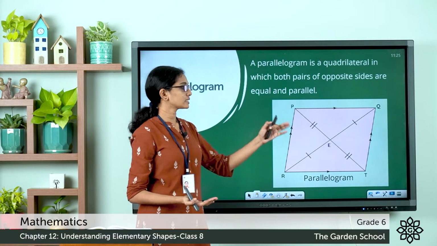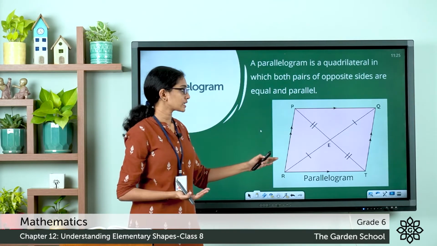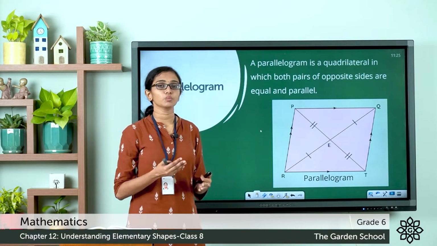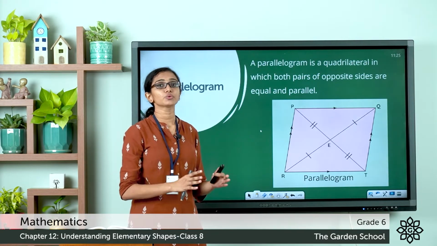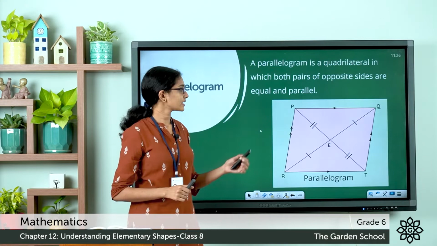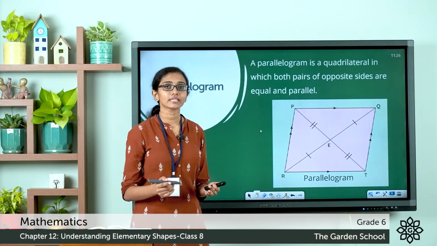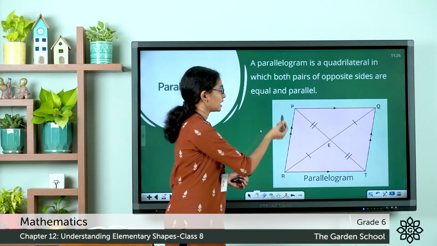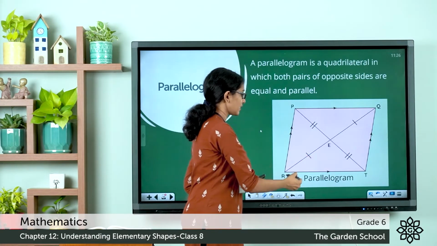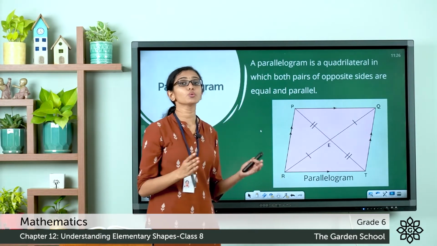Now what about the diagonals? The two diagonals bisect each other, which means one diagonal divides the other diagonal into 2 equal parts. So the diagonal PT bisects the diagonal RQ or QR. It means the diagonal PT divides the diagonal RQ into 2 equal parts.